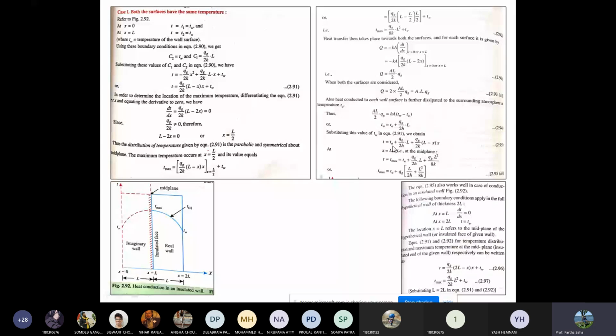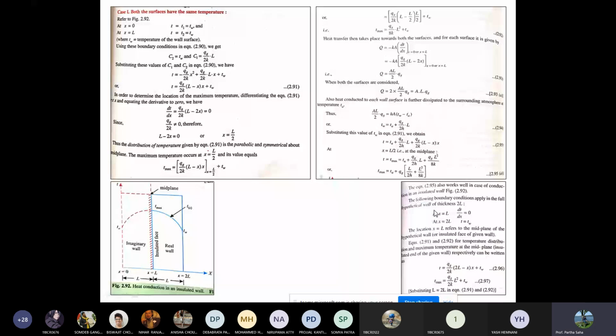We obtain T equals Ta plus Qg by 2h times L, Qg by 2k (L minus x) times x. At x equal to L by 2, that is at the midplane, T equals Tmax, which is given by Ta. So just substitute this value. Tmax is given by Ta plus Qg times (L by 2h plus L square by 2k).